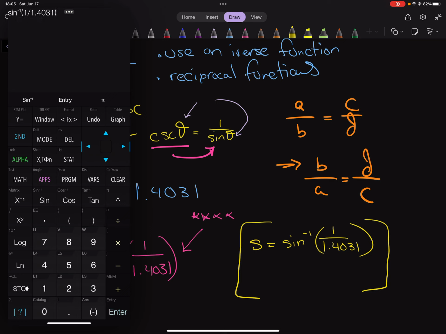Now I'm going to take the inverse sine of 1 over 1.4031. Boom. I get that s, and they want us to round to 4 decimal places. So s is approximately 0.793, and if we look here, this is the 4th digit. Looking just to the right, that means we need to round that up to 4. So 0.7934 is the final answer.